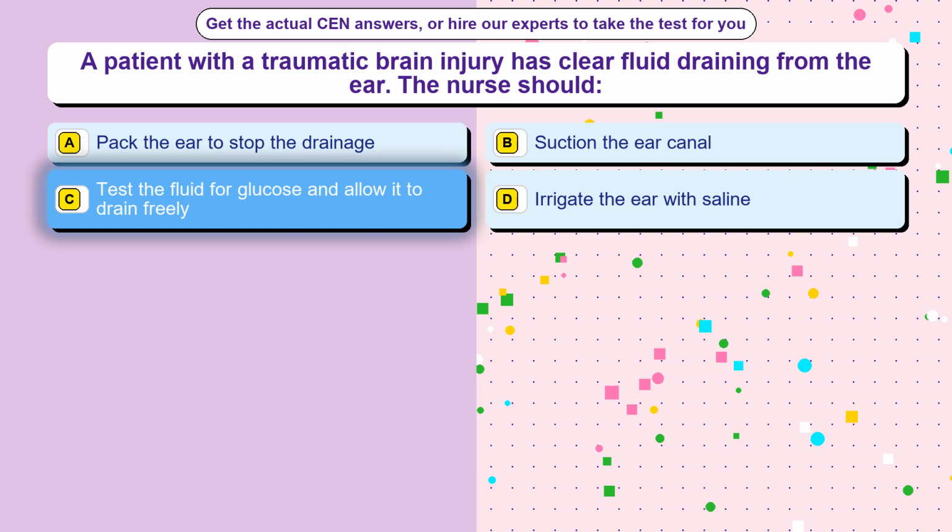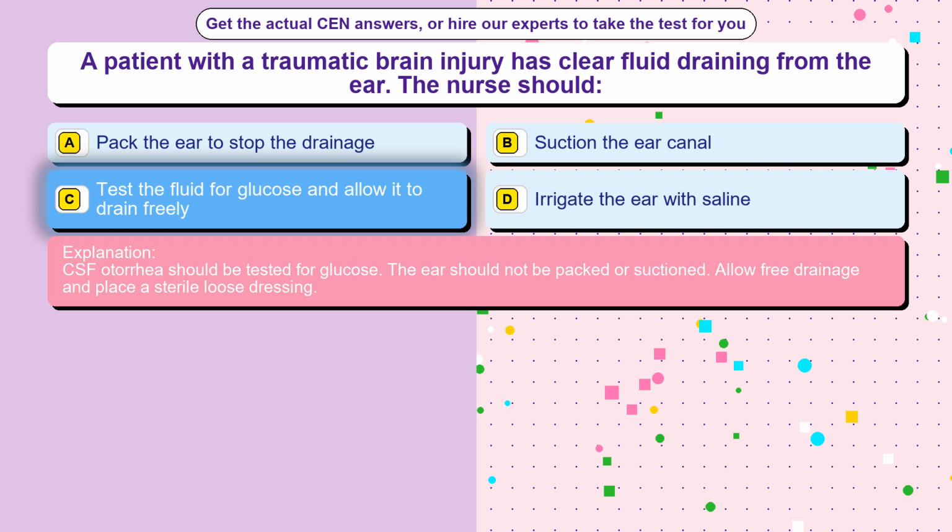The correct answer is option C, test the fluid for glucose and allow it to drain freely. CSF otorrhea should be tested for glucose. The ear should not be packed or suctioned. Allow free drainage and place a sterile loose dressing.